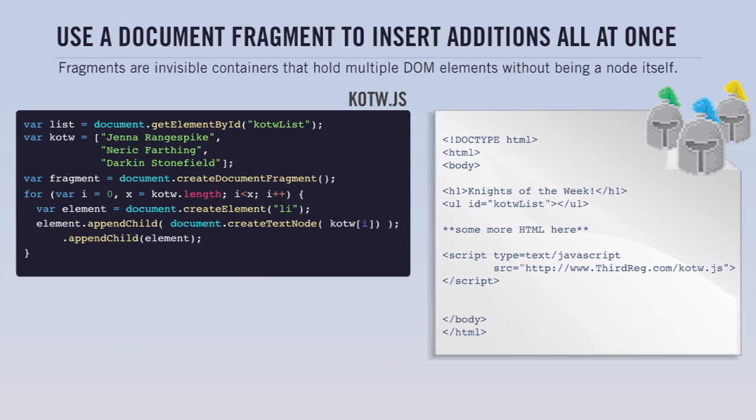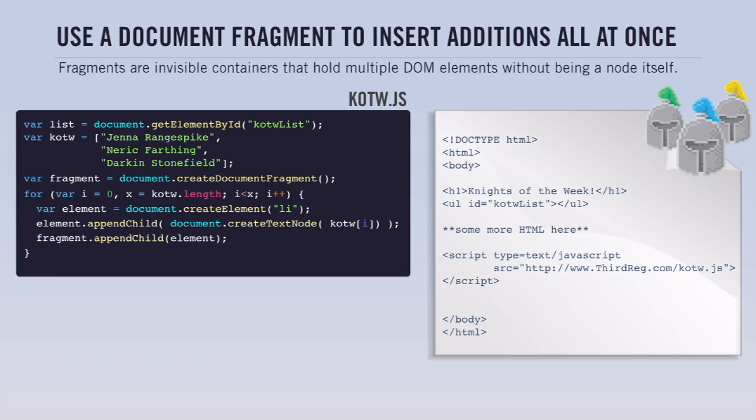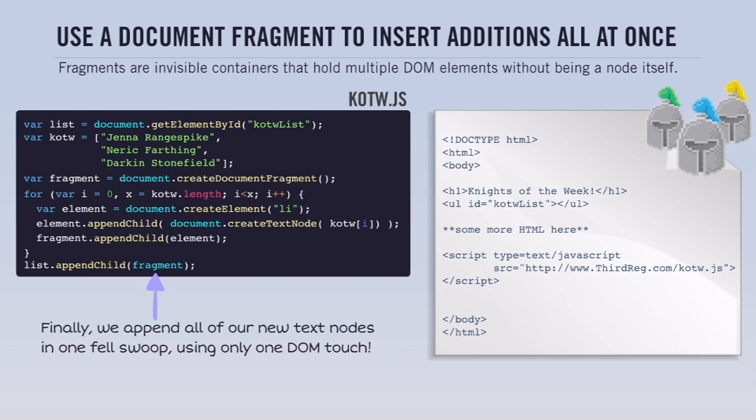Now on the inside of our loop, instead of adding our created element with the knight's name as a text node to the actual unordered list element, we're not going to do that anymore. We're going to now put that element inside the fragment as a staging area. Now we'll need to add another line right after our loop that will finally add the fragment that contains all of our elements to the document. Notice that this is happening in one fell swoop. We're only touching the DOM one time in order to add all of those elements to the unordered list.